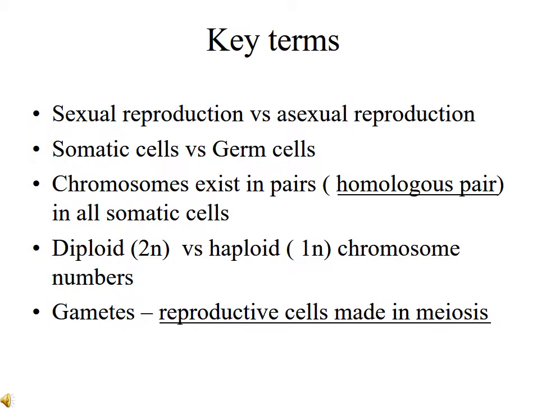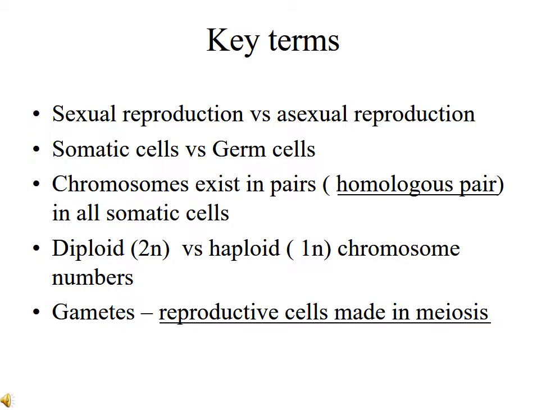Chromosomes, we've had a little introduction to chromosomes, but chromosomes exist in pairs. One had come from the mother and one had come from the father, and paired together, we refer to these as homologous pairs. Now, all chromosomes in somatic cells exist in pairs.